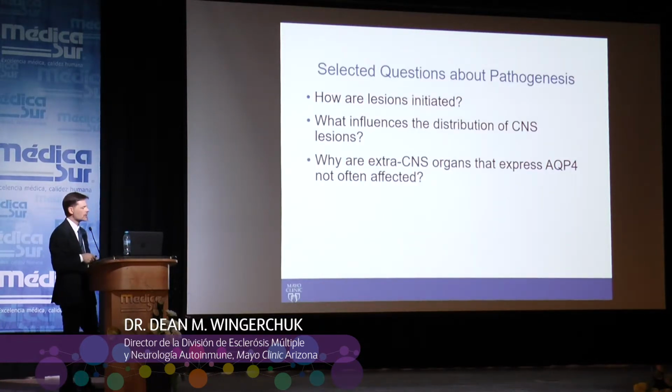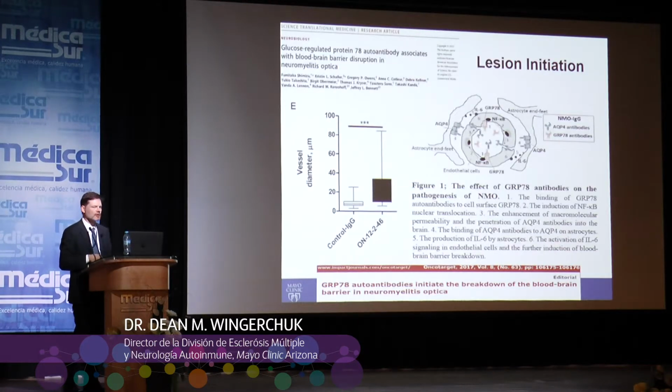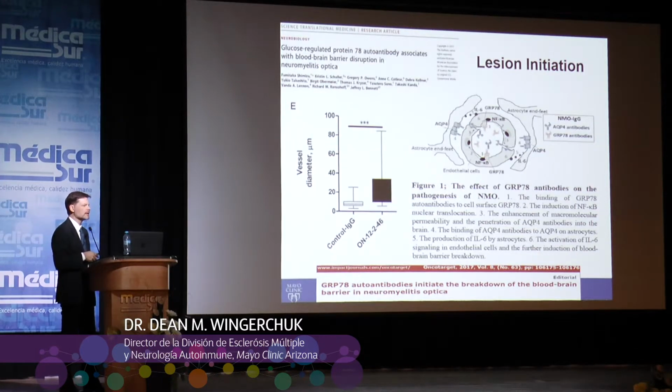So here are some selected questions that are often asked about the disease. How are the lesions initiated? We know that sometimes patients have, for example, donated blood, and then 10 or 20 years later, they've developed NMO clinically. Someone's gone back and tested their blood that sat in a freezer for decades, and it was positive for aquaporin 4 antibody. Why did it stay dormant for so long? What influences the distribution of lesions? And why are organs outside the nervous system that express aquaporin 4 not often affected? I don't have all the answers for these, but these are questions that many investigators are working on, joining clinical and laboratory forces.